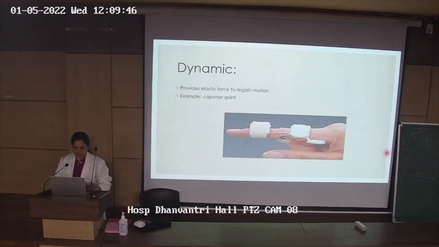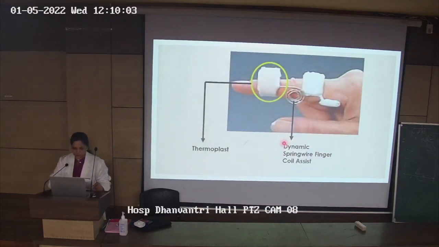Then there is the dynamic splint. It provides elastic force to regain the motion. The elastic force is provided either by rubber bands, or here in this case, the Kaplan splint, where the elastic force is provided by a spring kind of mechanism, which we can see at the PIP joint. This is the mechanism. These two rings are made of thermoplast, which is the material used for preparation of the orthosis. And this ring is the dynamic spring wire finger coil assist, which helps in maintenance of the extension motion. Okay.